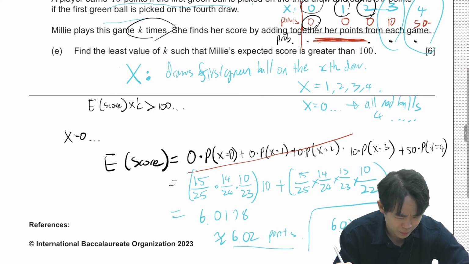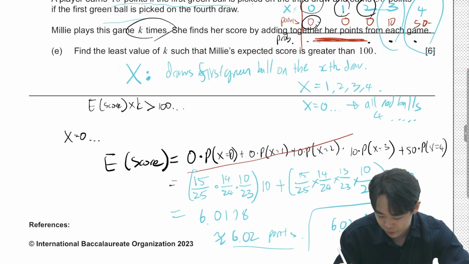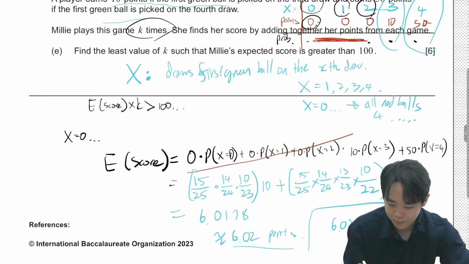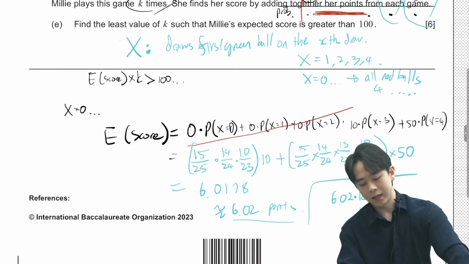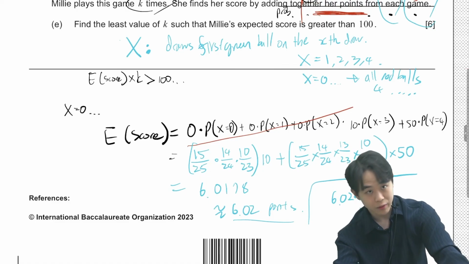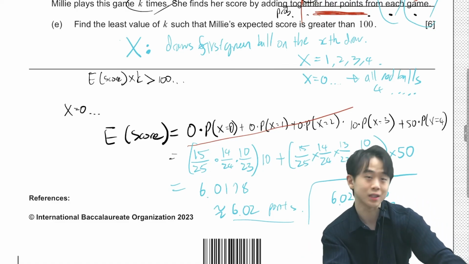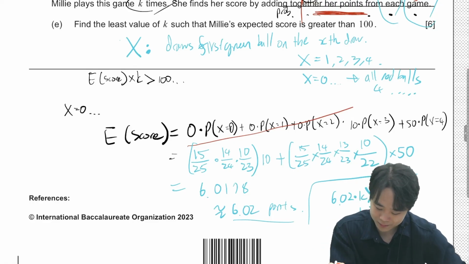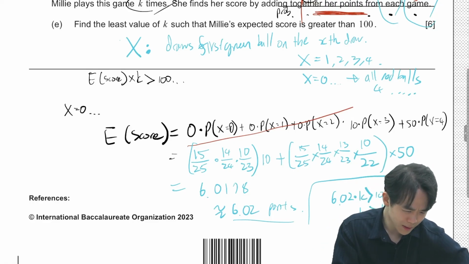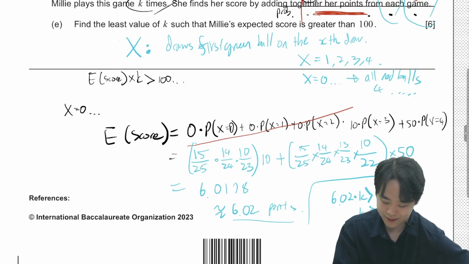Roughly 16.6 times, right? But she wants to earn more than 100 points. So she has to play more than 16.6 times, or at least 17 times. So the least value of k, the number of games she has to play, is 17. If she plays 17 games, her expected score is going to exceed 100. Any less than that, it's going to be less than 100. So she must play at least 17 times.